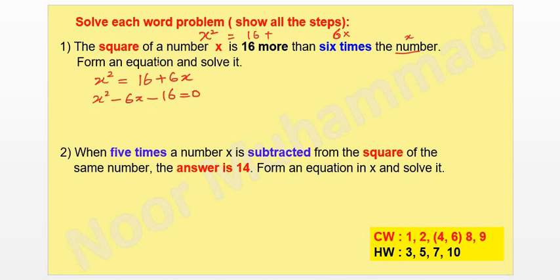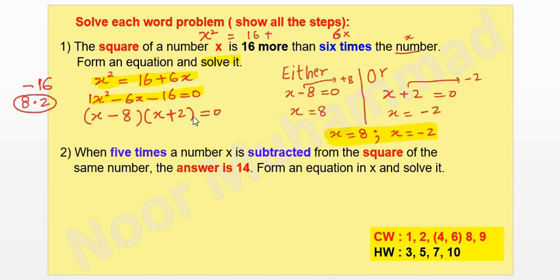They said form an equation and solve it. So this is the equation that we made from the information given in the question. This is the standard form of the equation. The equation is ready. Now we have to solve it to get the two possible values of x. Better pause the video here, use the AC method, solve it and get the two possible values of x. So here is the final answer: x equals 8 or x equals -2.